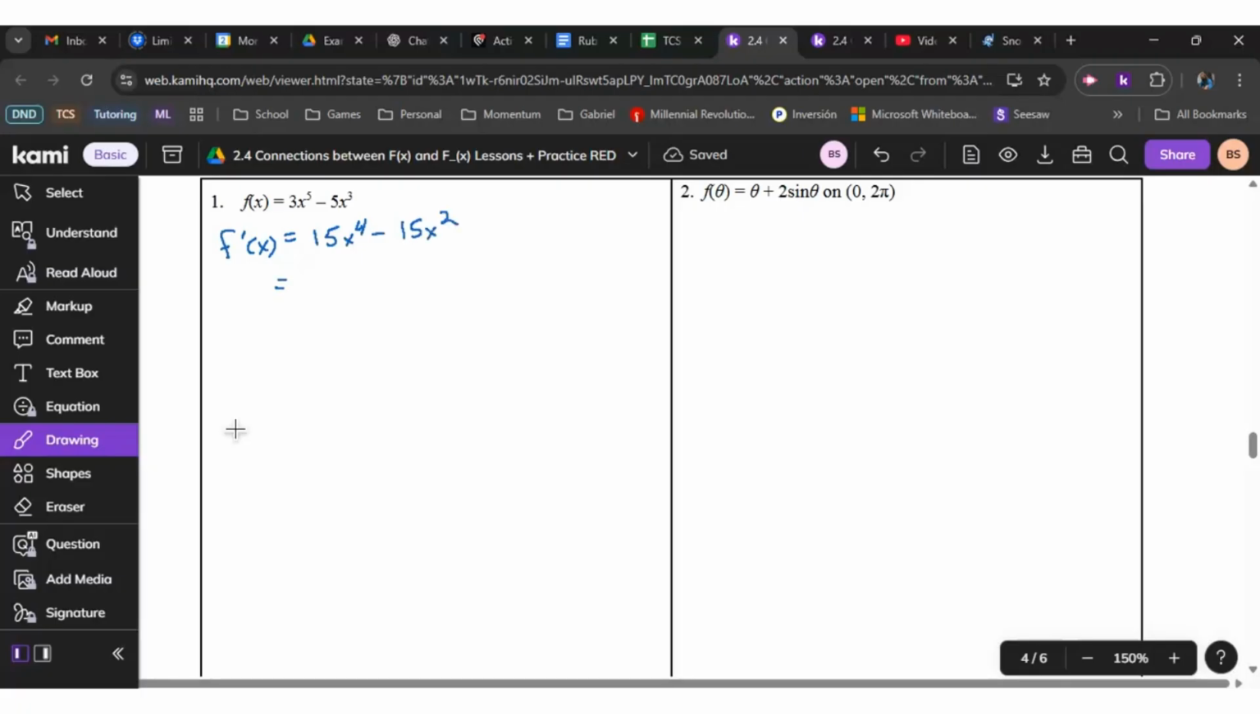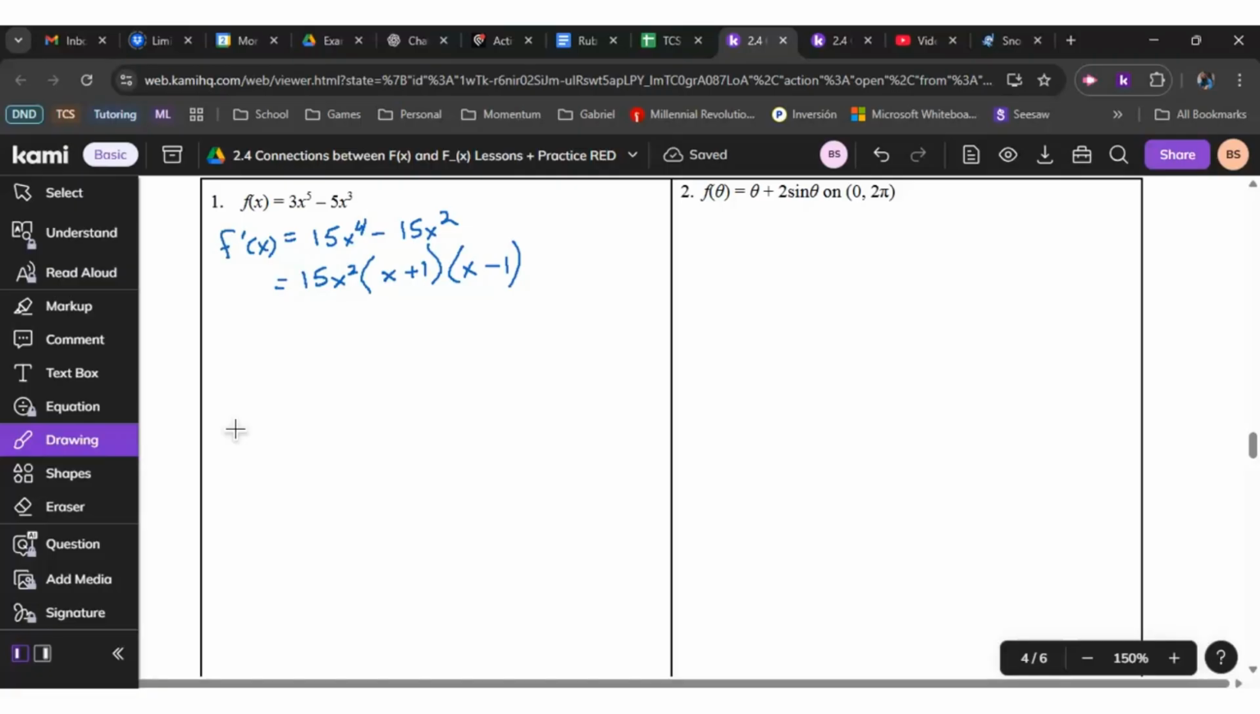Then, guys, we're going to factor it to make our lives easier. So I can pull out a 15x squared, which would leave me with x squared minus 1. But what is x squared minus 1? I'm going to write it as x plus 1, x minus 1, because the factored form is always going to make this easier, because then it's easier to make my sign chart, right?